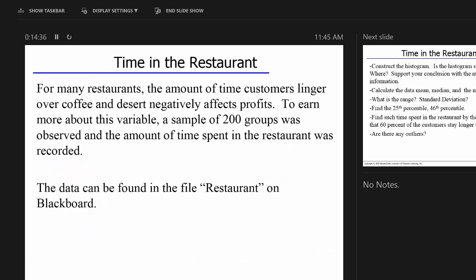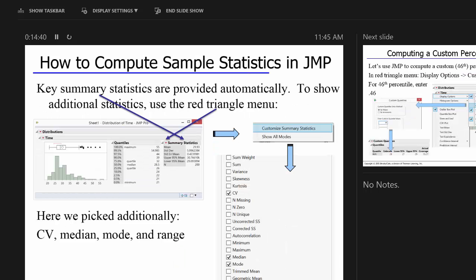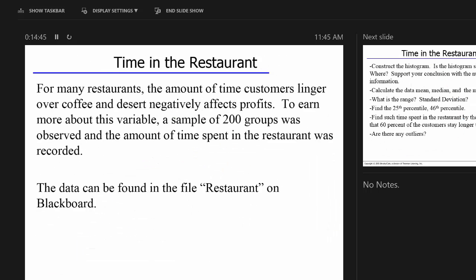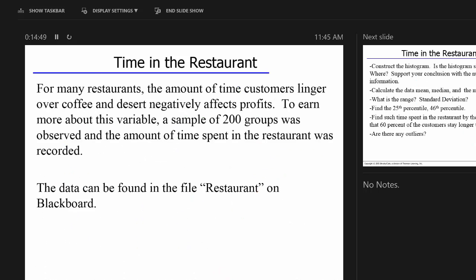All right. So let's take a look at, and this is going to be our last problem of the day, right? Let me just see. Yeah. And I have to show you the custom percentiles. Okay. Time in the restaurant. So let's take a look at the problem. For many restaurants, the amount of time customers sit and drink their coffee and eat a dessert can be an issue that affects the profit. So in other words, they want you to sit down, eat quickly, pay, and leave, right? That's the idea. And get the table free for the next paying customer.